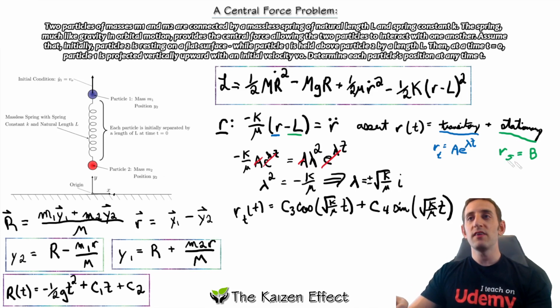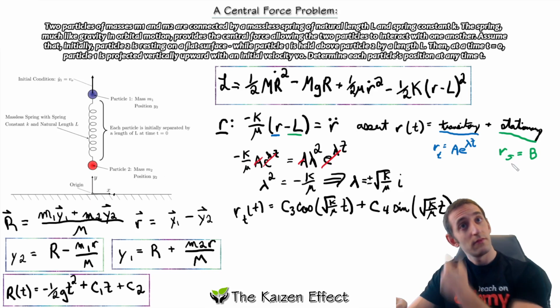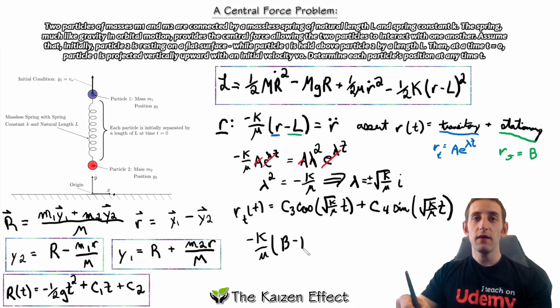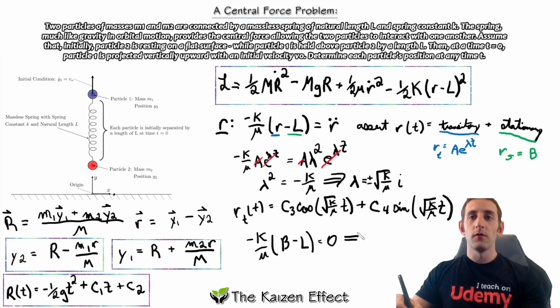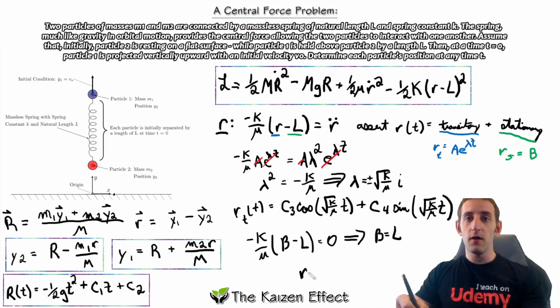And what we know is that if we take this and differentiate it twice, it's just going to cancel out. So if r is equal to b, this cancels out, and we just get negative k over mu times b minus L equal to 0. So this basically tells us that b is equal to L. And this gets us the result that R sub s is equal to b.